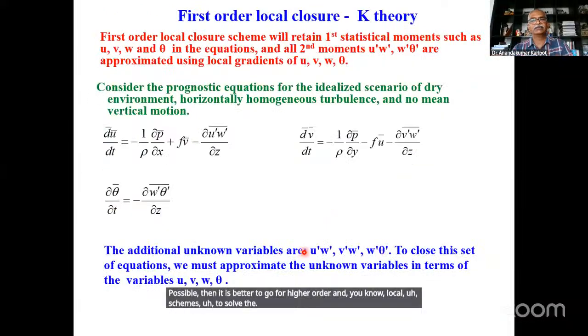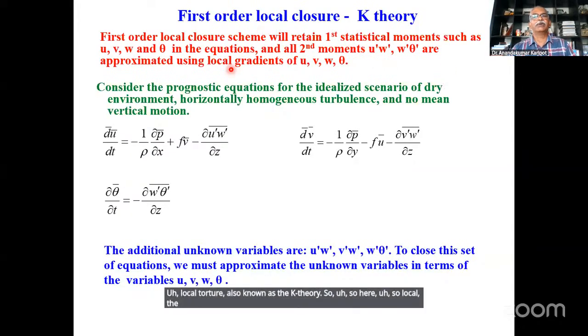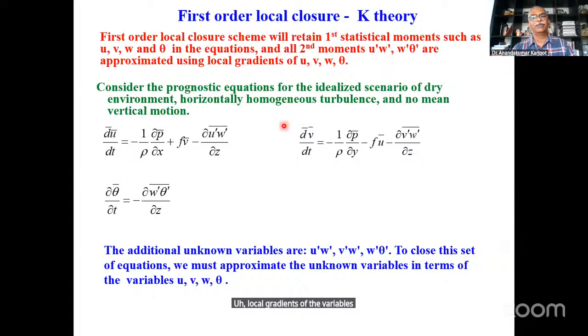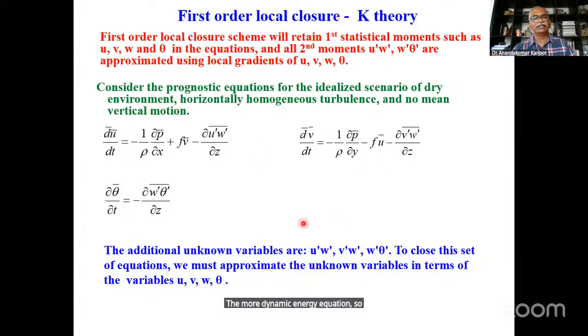We can try to explain that with just a simple closure scheme, which is the first order local closure, also known as the K theory. Here, the fluxes will be calculated from the local gradients of the variables U, V, W, theta. To explain this, we are just using the two horizontal momentum equations and the thermodynamic energy equation. So the flux gradients are coming here. These are the additional terms we have now, all these gradients of fluxes.